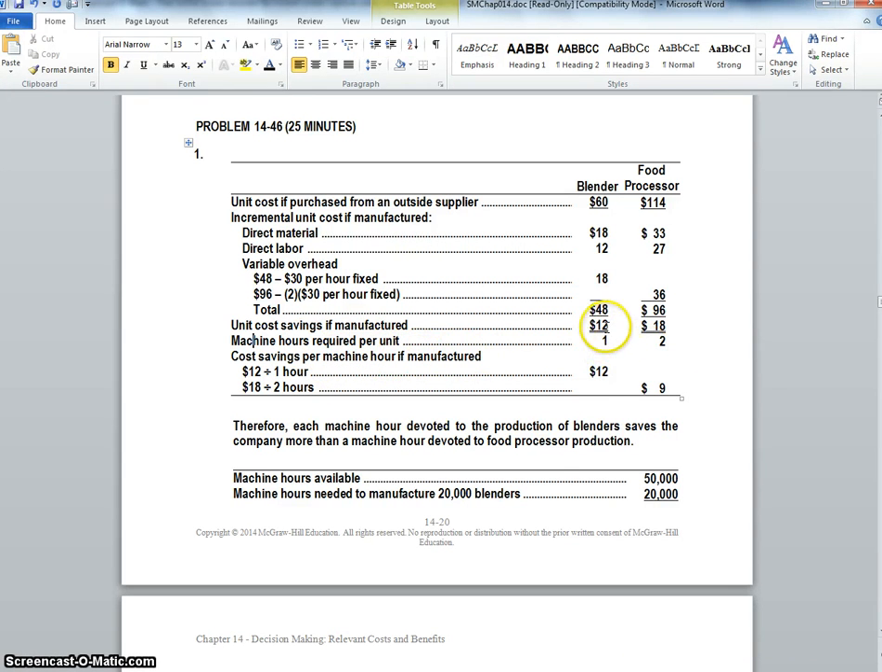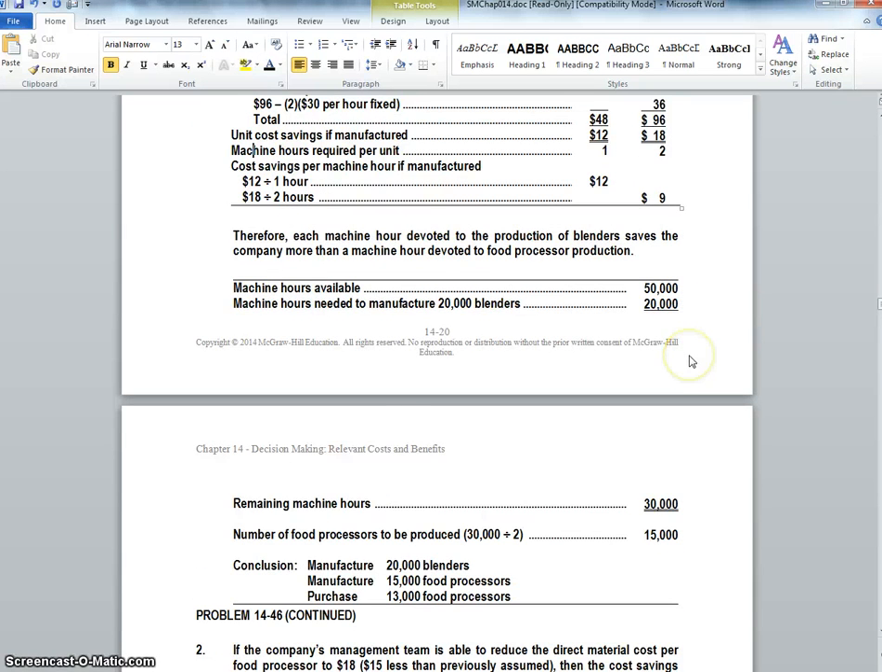Because the blender costs 1 machine hour to make, that's consistent: $12 of cost savings divided by 1 machine hour equals $12 per hour. It takes 2 hours to do the food processor, so your cost savings is 18 divided by 2, or $9 per machine hour. That changes things a little bit. So what really makes sense is to make as many blenders as you can and then fill in the rest of your capacity with food processors.